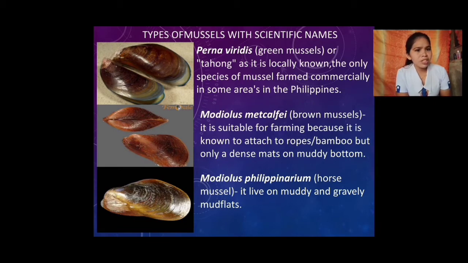Modiolus philippinarum or horse mussel, it lives on muddy and gravelly mud flats. Lapukon na ana sila magpuyo sa lapukon nga kanang yuta.